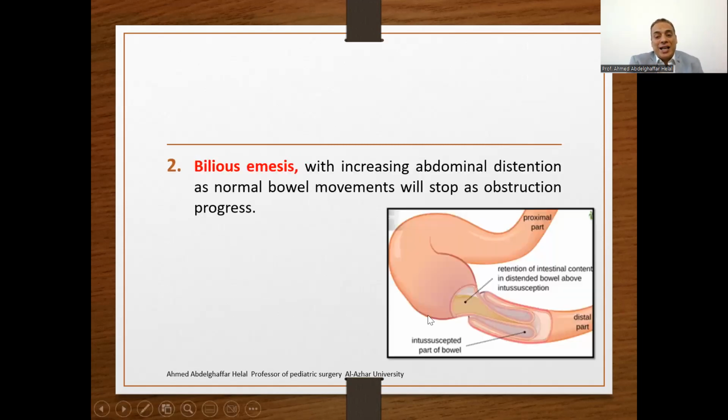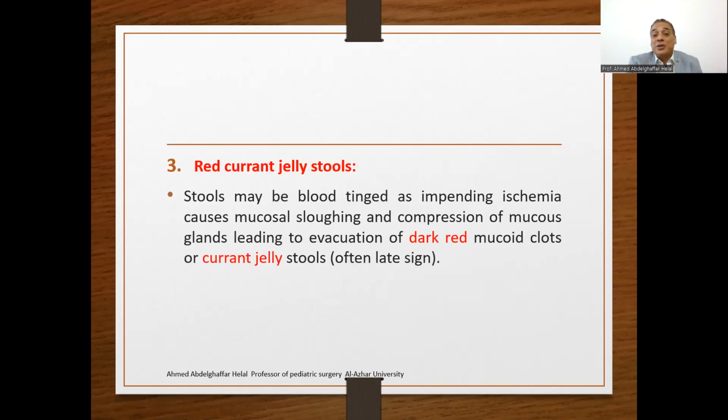Bilious emesis, as we see, there is an obstruction of the lumen with dilatation of the proximal bowel and abdominal distension, as the normal bowel movement will stop as the obstruction progresses. So the child presents with bilious emesis. Red currant jelly stool. Stool may be blood tinged as impending ischemia causes mucosal sloughing and compression of the mucous glands, leading to evacuation of dark red mucoid clots or currant jelly stool, often a late sign.